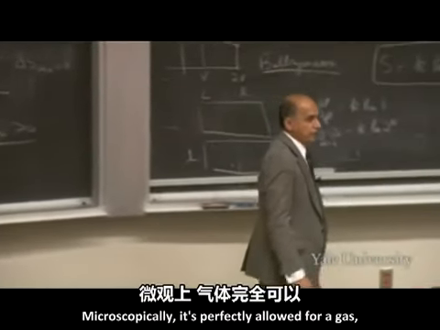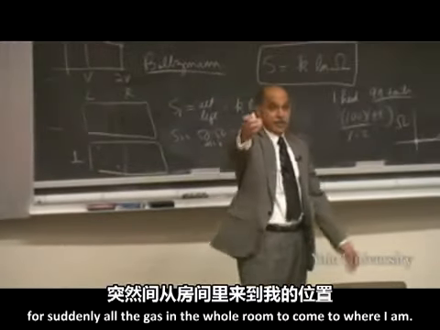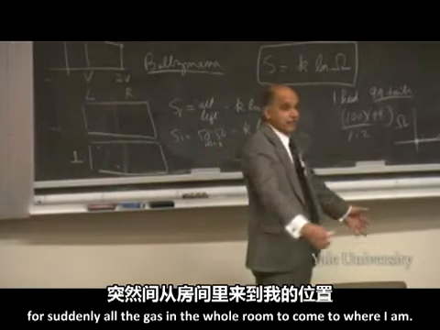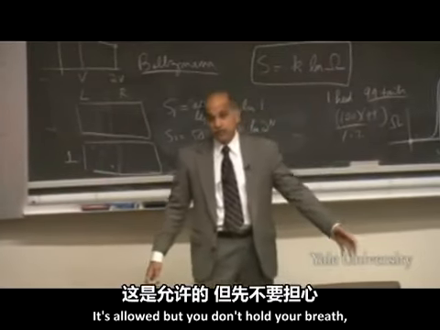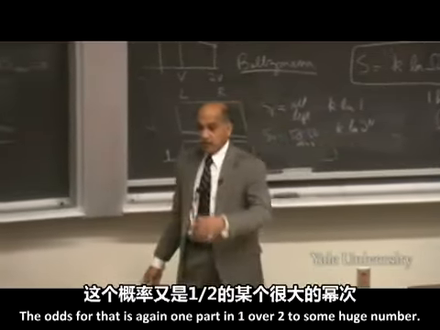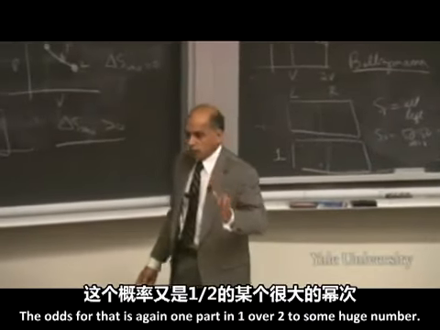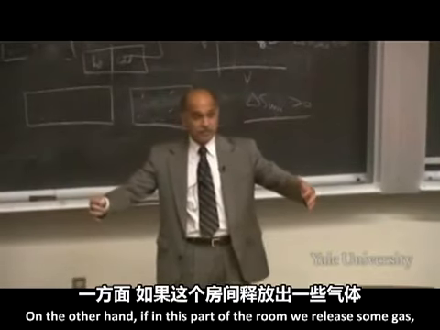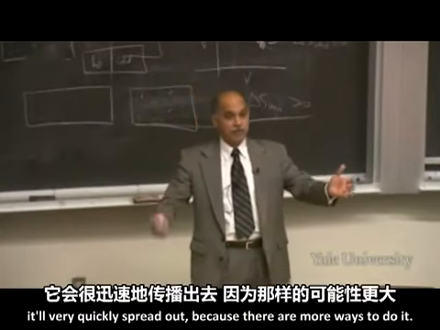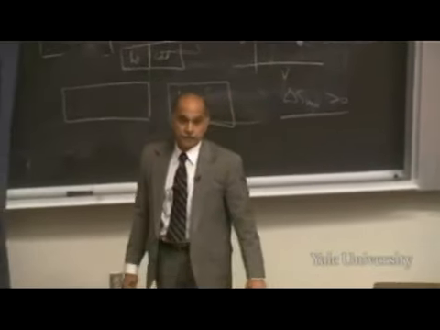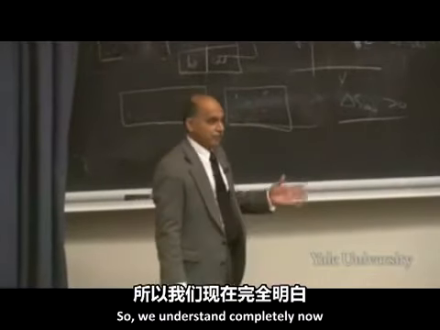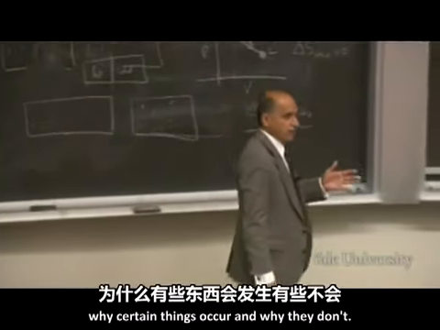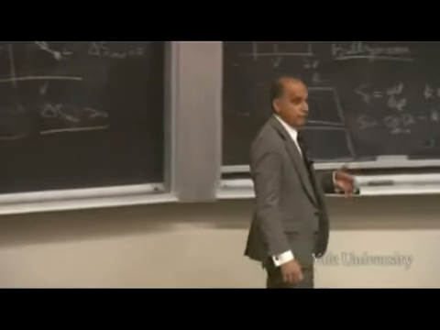Microscopically, it's perfectly allowed for all the gas in the whole room to suddenly come to where I am. It's allowed, but you don't hold your breath, because that's not likely to happen. The odds for that are, again, 1 part in 2 to some huge number. On the other hand, if in this part of the room we release some gas, it will very quickly spread out, because there are more ways to do it. So we understand completely now why certain things occur and why they don't.